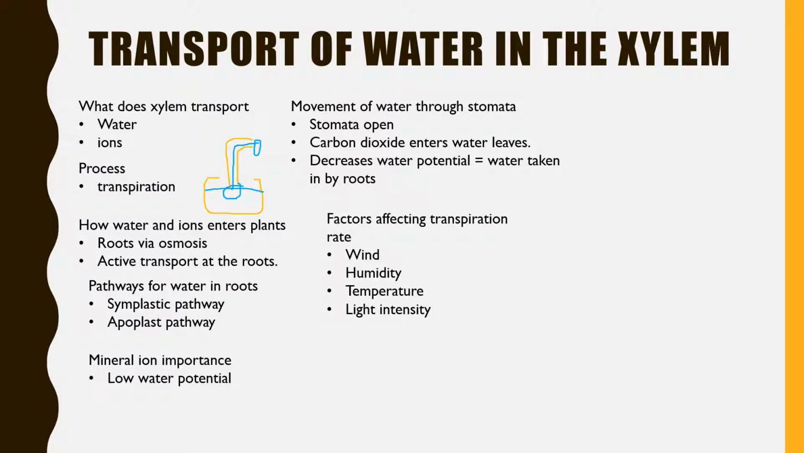Factors affecting transpiration rate. Wind, humidity, temperature, and light intensity. If it's windy, then that means more water is going to leave the plant because an equilibrium isn't established because the conditions keep on changing. If it's a high humidity, then more water may enter the plant or less water may leave.